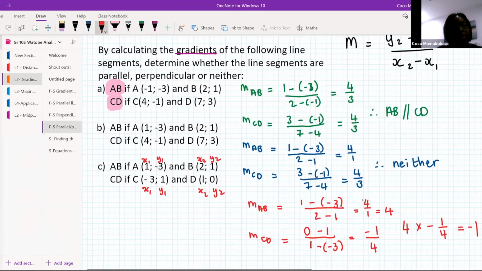I multiplied them together and I got -1. Therefore, line AB is perpendicular to line CD. I hope that makes sense, Onako. Okay. All right, guys.